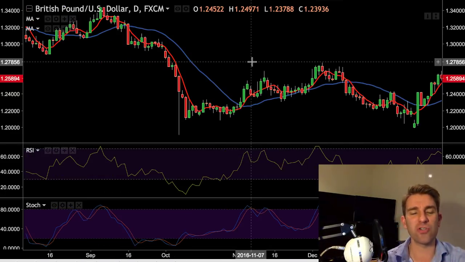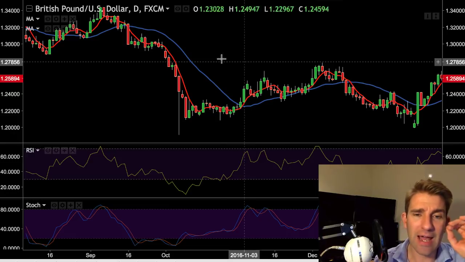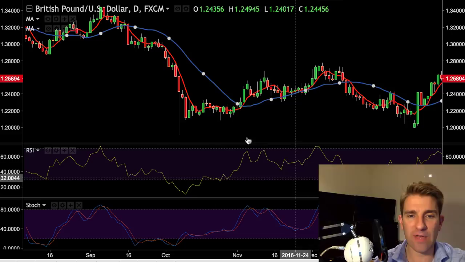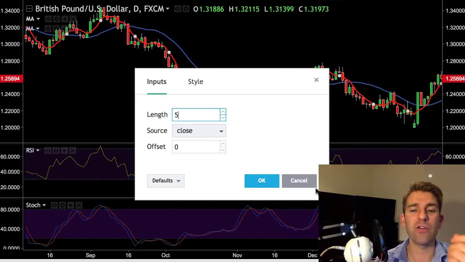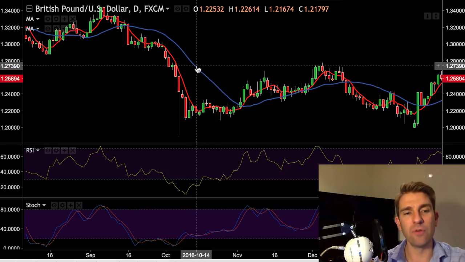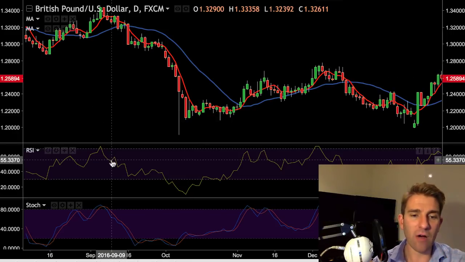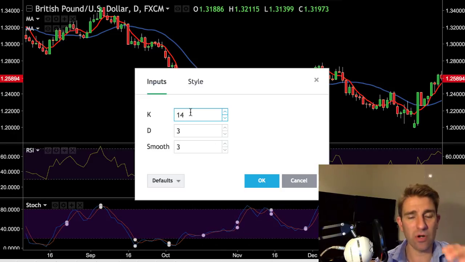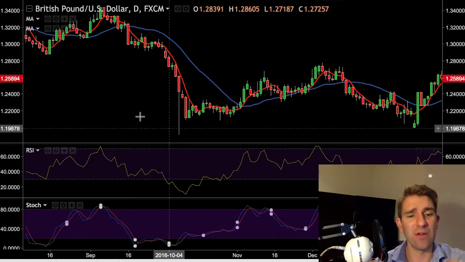So the rules of this strategy are: we have a 20 period simple moving average. We have a 5 period simple moving average, in red for the 5, in blue for the 20. We also have an RSI on here, a 9 period, and the stochastic is set at 14, 3 and 3.